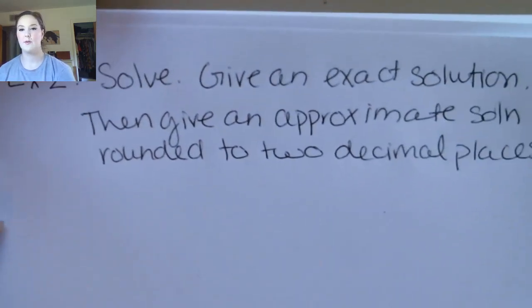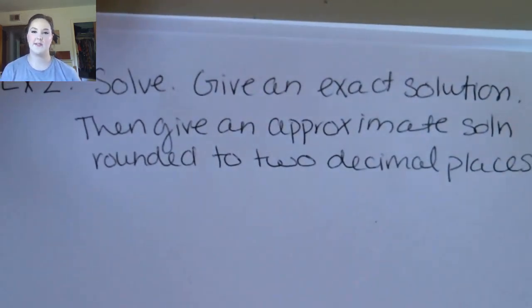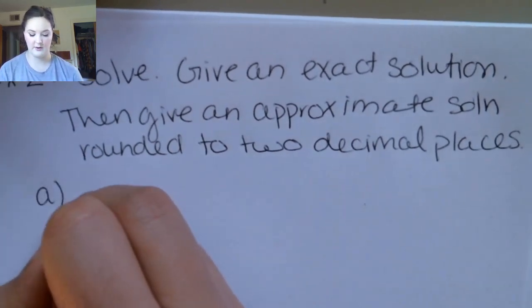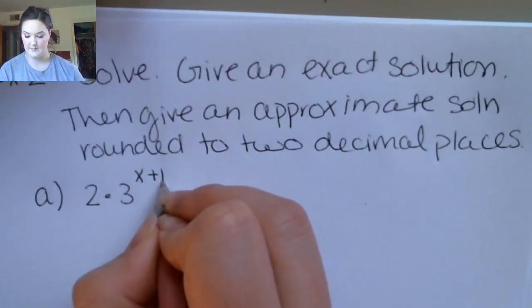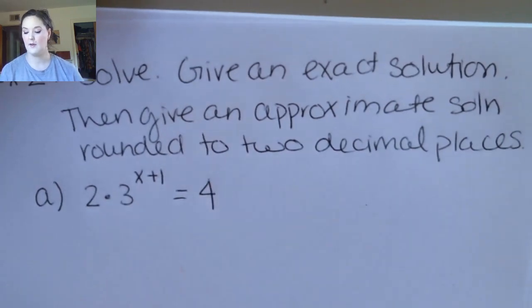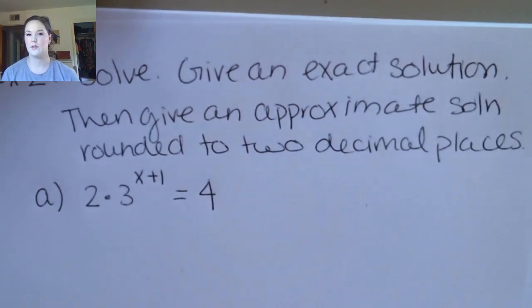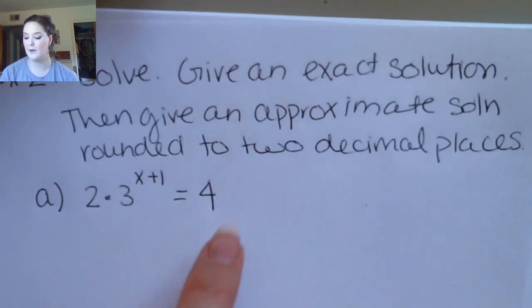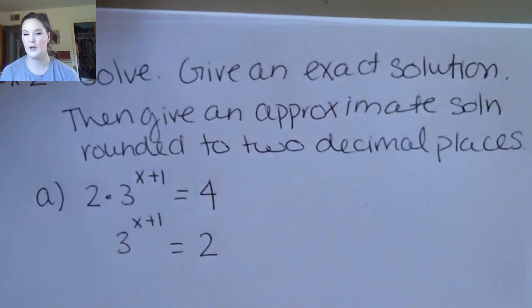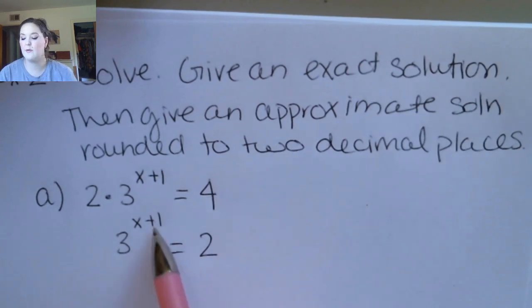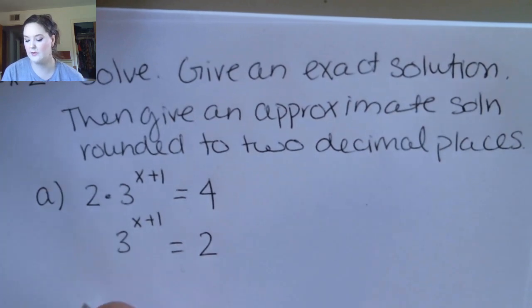Okay, so here we're going to solve and give an exact solution, and then we're going to use our calculator to get an approximate solution. So let's look at our first one here. The first thing we're going to do is divide both sides by 2. Now you can see that we can't use equating exponents because this side is a power of 3 and this side is a power of 2. So in that case we need to take the log of both sides.